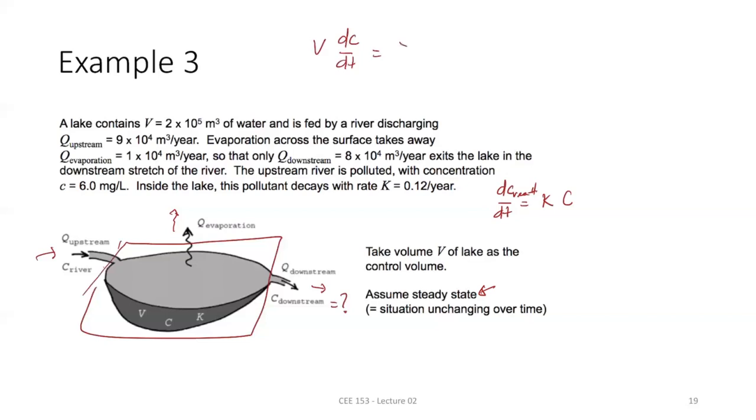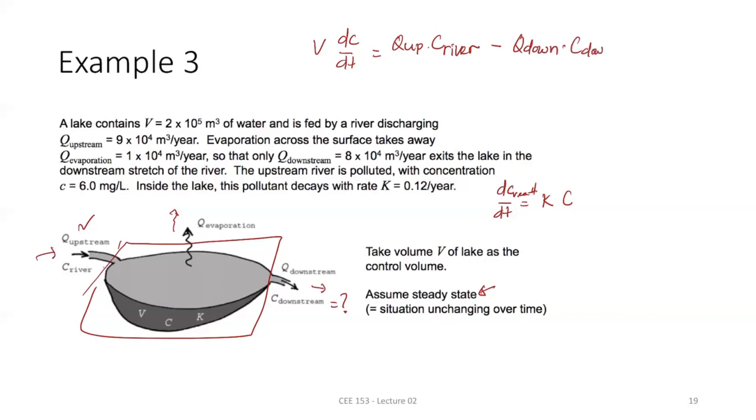So that will be Q in, C in. I'm not going to write that expression anymore. I'll just write directly everything that's coming in. So here, everything that's coming in is Q upstream and concentration river. Okay, that's what is written. So this is coming in. What's going out? What's leaving the system. So Q downstream, I'm just going to write down for simplicity, and C down.